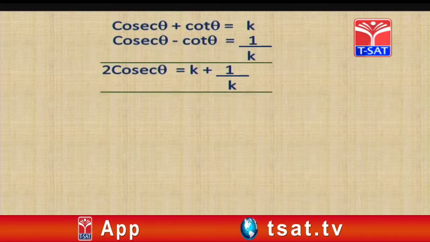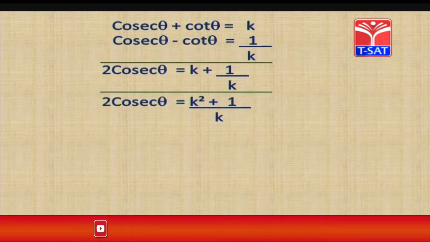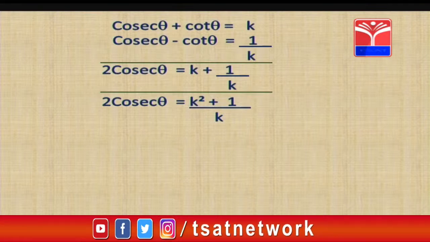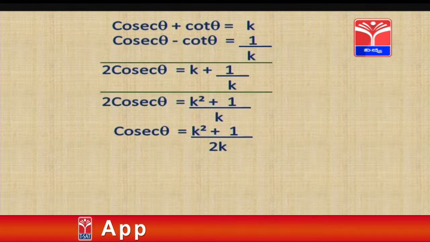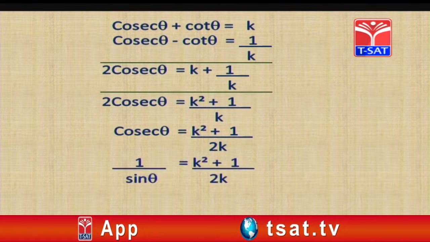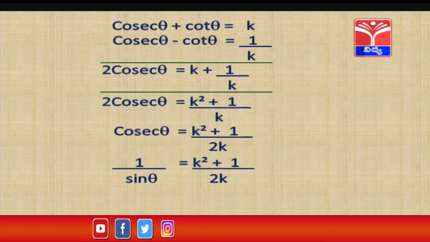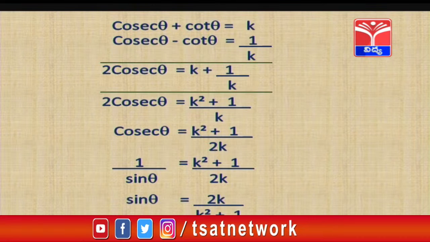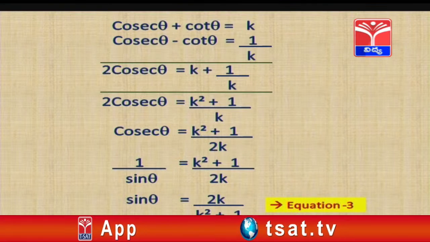So, if you solve it, what you will get? 2 cosec theta is equal to k square plus 1 by k, because you are taking LCM here, is it not? Now, cosec theta is equal to k square plus 1 by 2 k. Now cosec means 1 by sine. So, I am going to convert into sine. So, 1 by sine theta is equal to k square plus 1 by 2 k. Therefore, sine theta is equal to 2 k by k square plus 1. So, I will be calling this one as equation 3.